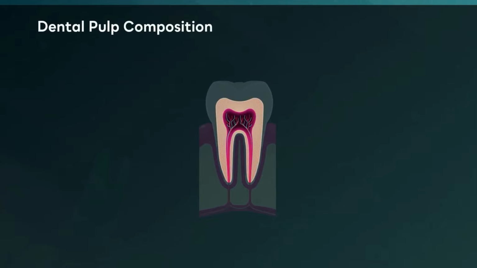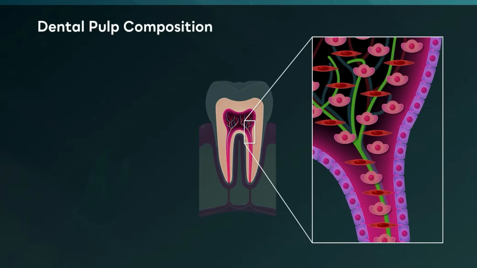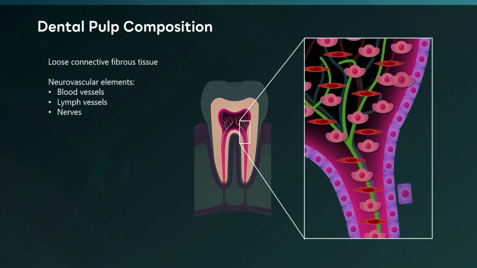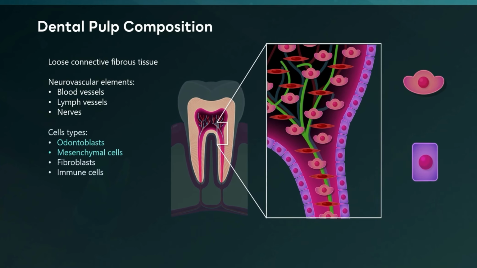So as mentioned previously, the pulp is composed of a variety of cells and connective tissues. We have loose connective fibrous tissue that fills in the spaces between cells and the neurovascular bundle, and we have the neurovascular bundle itself, which contains blood vessels, lymph nodes, and nerves. And finally, we have our various cell types.